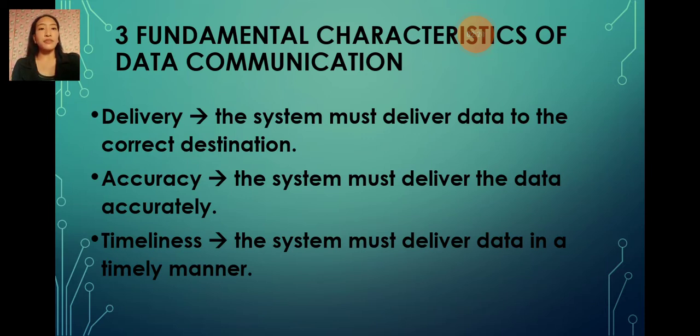Next, 3 fundamental characteristics of data communication. First, delivery. The system must deliver data to the correct destination. Next, accuracy. The system must deliver data accurately, meaning correctly. Next, timeliness, meaning the system must deliver data without wasting any time.